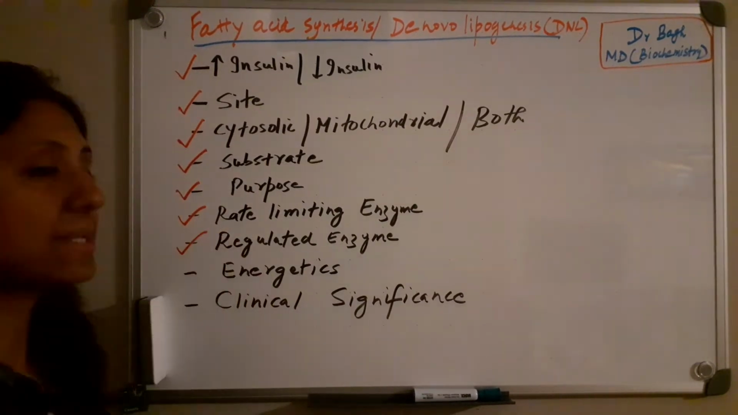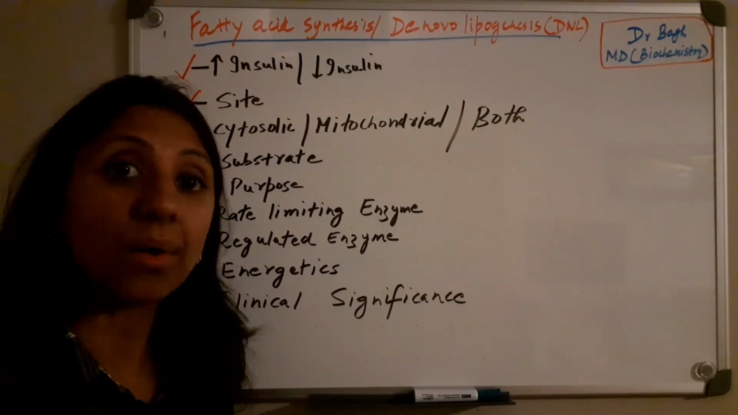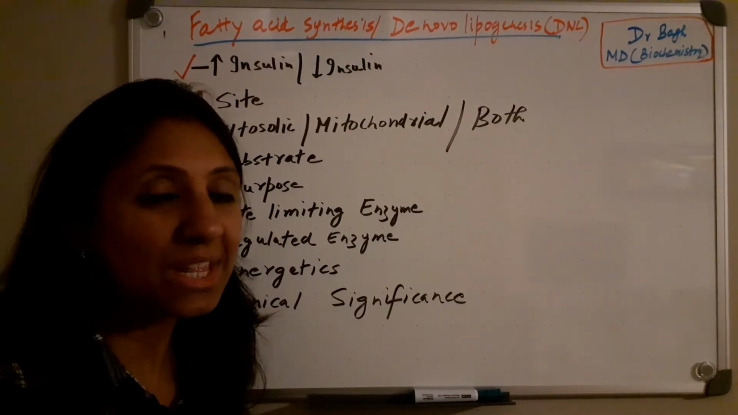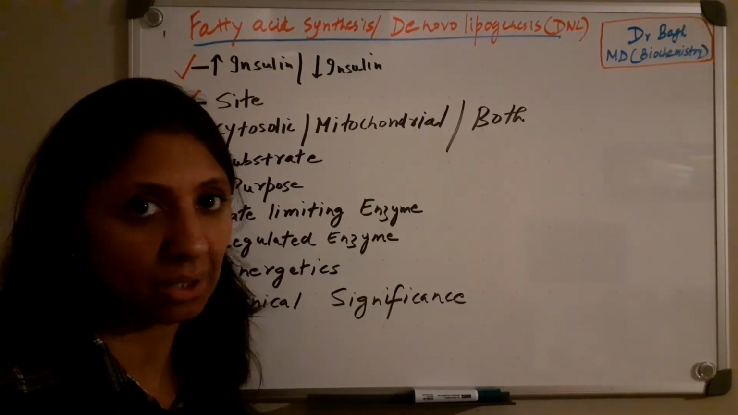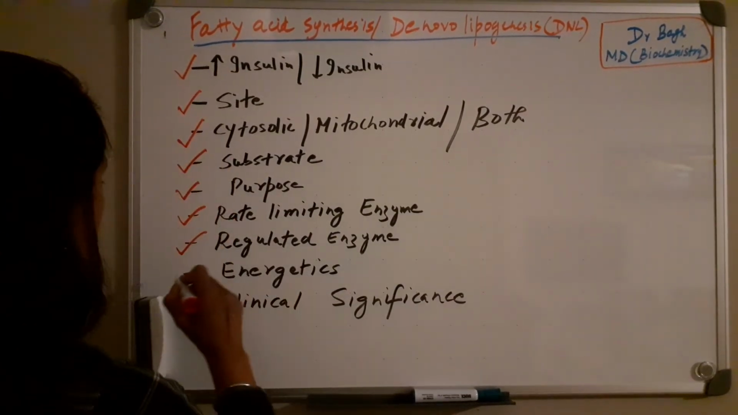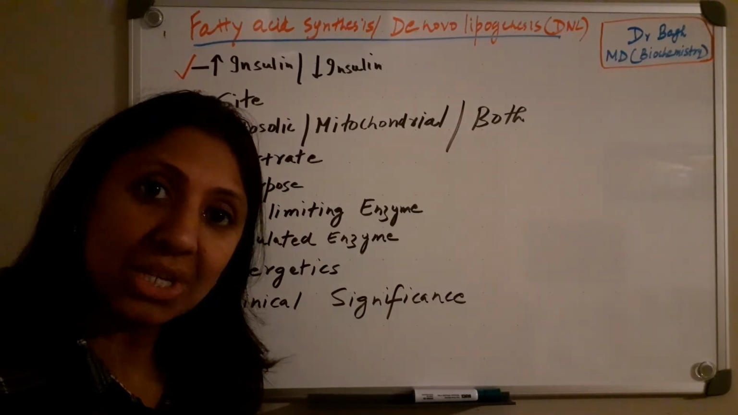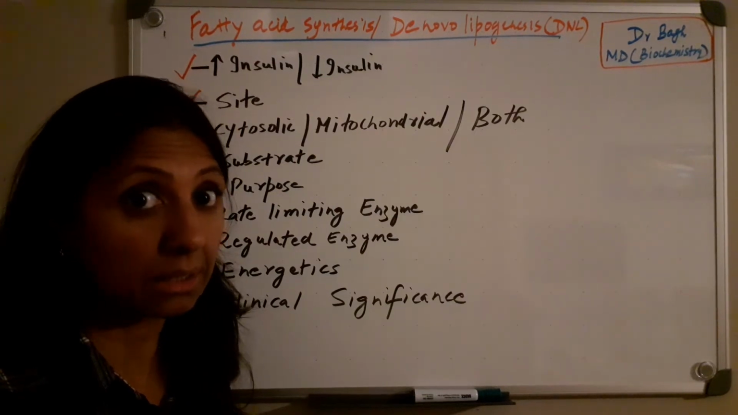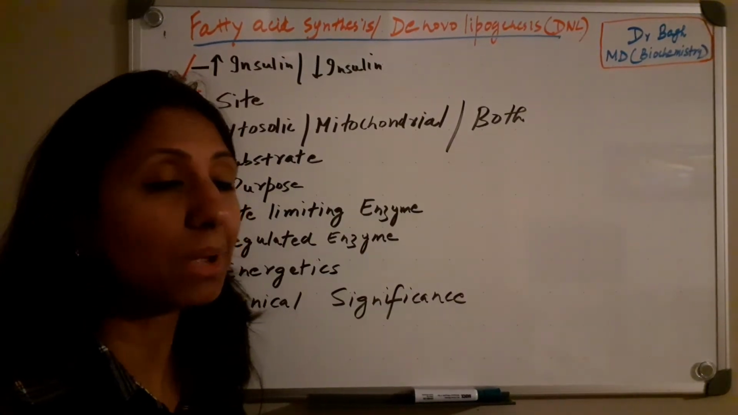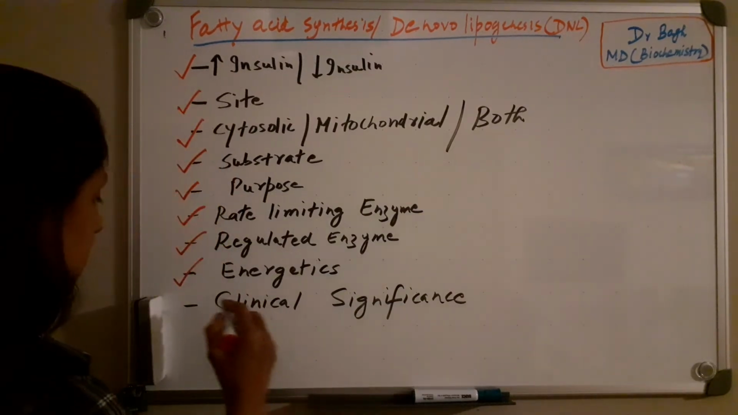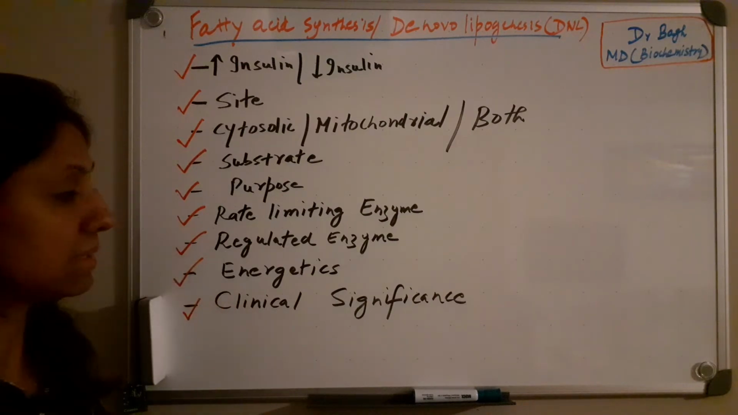Then, what are the regulated enzymes? What's the difference? The rate limiting enzymes are regulated, but a regulated enzyme may not be rate limiting. So, you must know the additional regulated enzymes of the pathway. Then, energetics of the pathway. Most pathways give energy in the form of ATP, or some pathways consume energy in the form of ATP. So we should know energetics too. And lastly, clinical significance, if any.